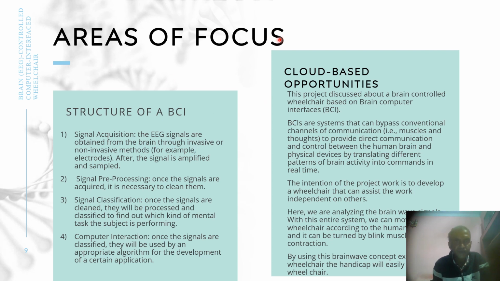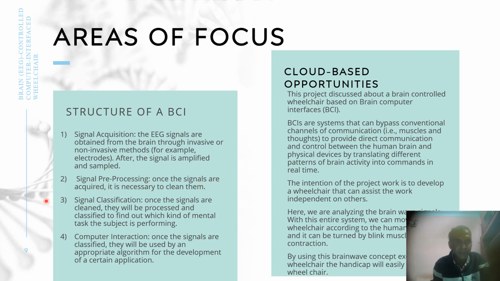Areas of focus: structure of a BCI. First, signal acquisition. The EEG signals are obtained from the brain through invasive or non-invasive methods, for example electrodes, after which the signal is amplified and sampled. Second, signal pre-processing.